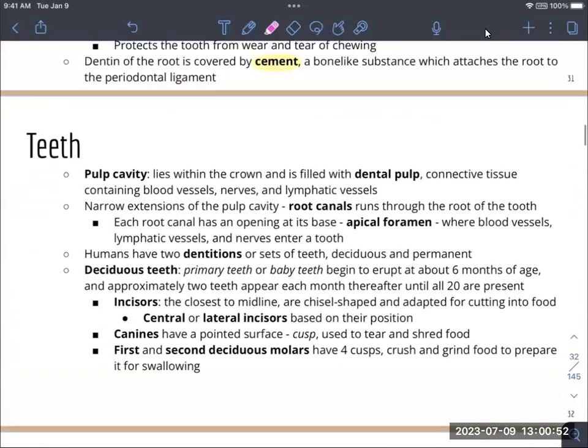So inside of the tooth now. If we go inside of the tooth, we have this pulp cavity. It is the opening inside of the tooth where blood vessels come in, where nerves come in, even lymphatic vessels are going to be found in this pulp cavity. And then we have root canals. And this is what runs through that bottom portion of that tooth. These root canals have an opening at the bottom known as the apical foramen. And this is where all these blood vessels, lymphatic vessels, and nerves get into the tooth.